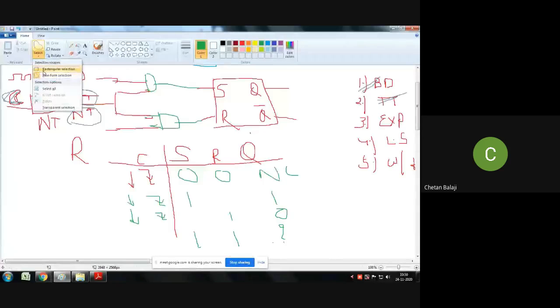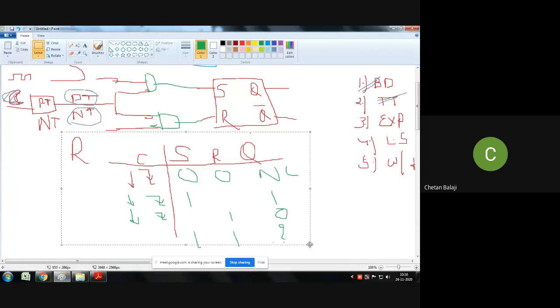The third point is you have to write the explanation. What is the explanation? You should write: when the clock is going from 1 to 0, if my S is 1, my Q is 1. If my clock is going from 1 to 0 and my R is 1, my output Q will be 0.